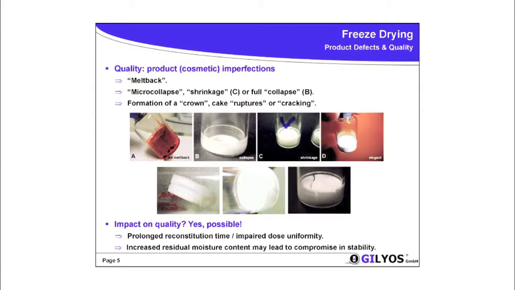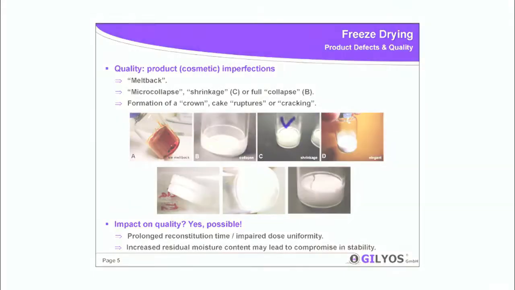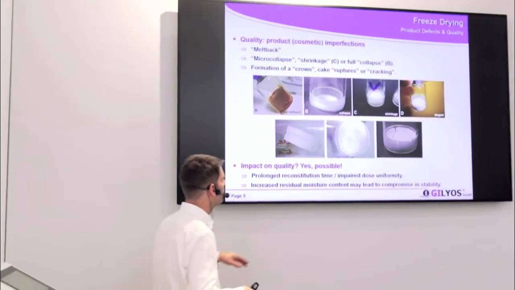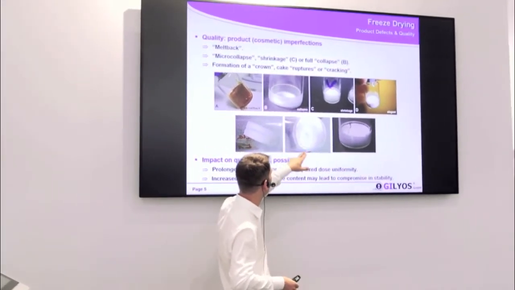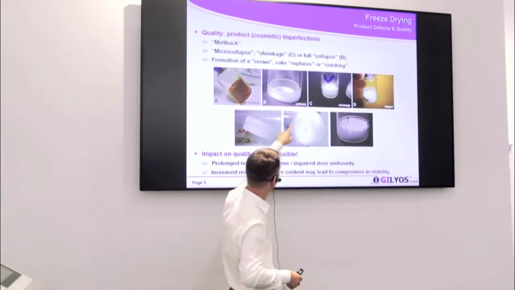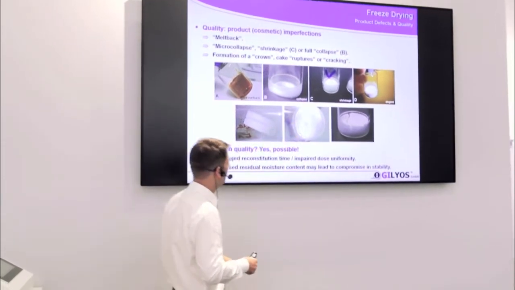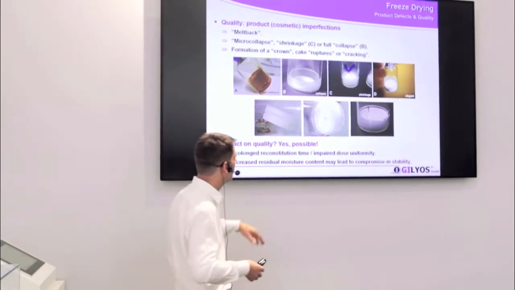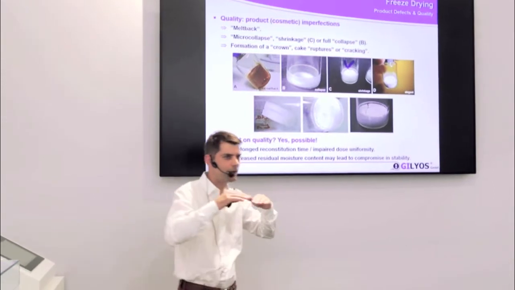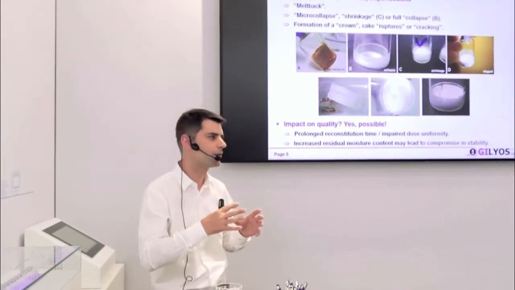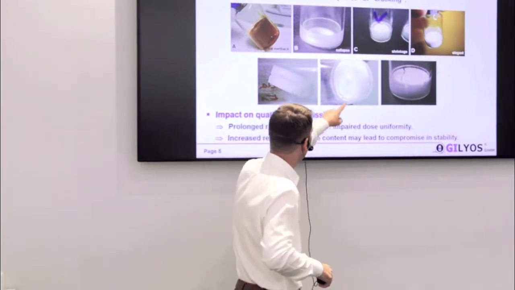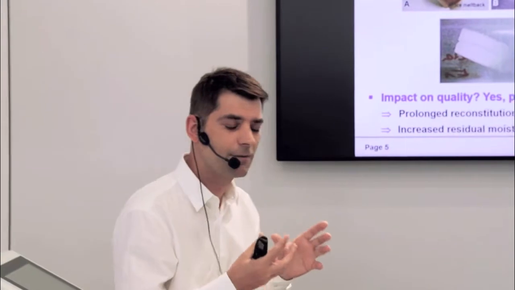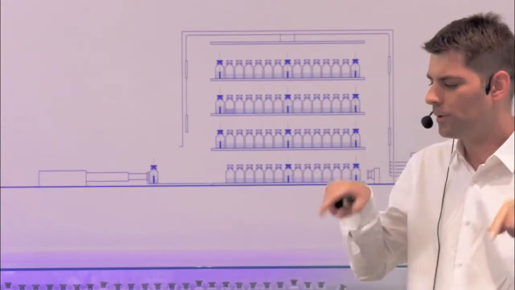Compromises can be, for example, just appearance. That means cosmetic defects. Cosmetic defect would be, for example, a crown formation, which is highlighted here in this picture. The crown is basically here a solid part of residue of product which sticks at the vial wall, and the rest of the cake kind of shrinks and volume contracts, and therefore this part here stays as a very hard product, as a very solid product at the vial wall.